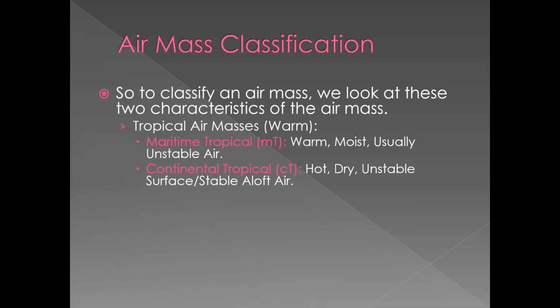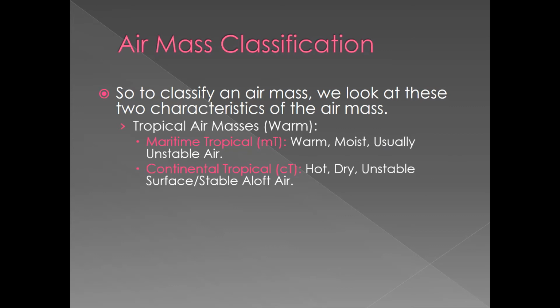On the other hand, continental tropical air masses form over the tropical regions but over land. These are hot and dry air masses, and these are unstable near the surface, but usually much more stable higher up. That's because most of the heat is located near the ground, but because heat rises, the air aloft doesn't cool rapidly.